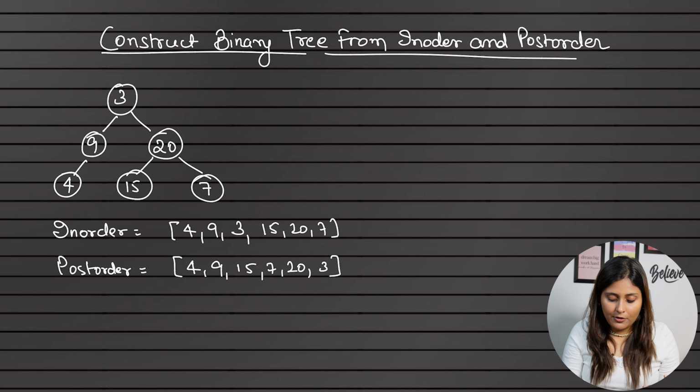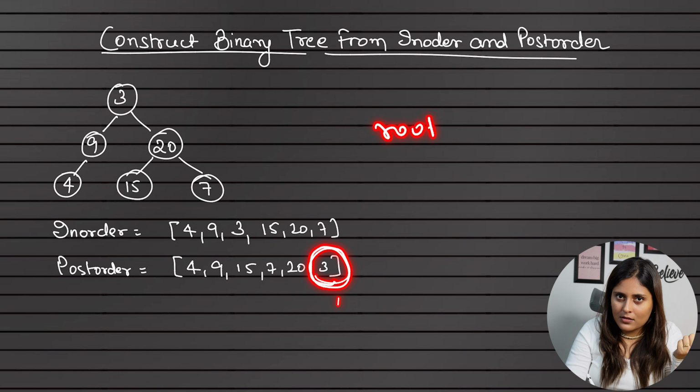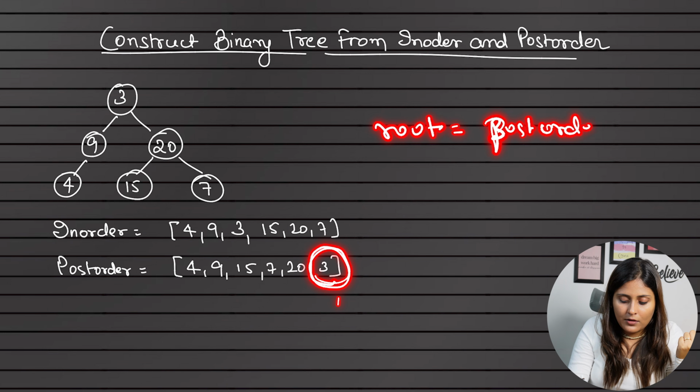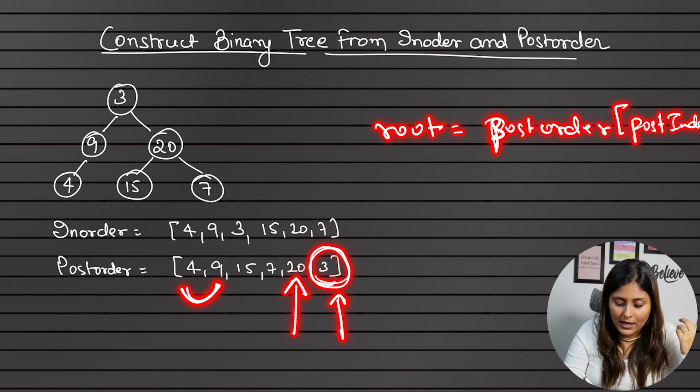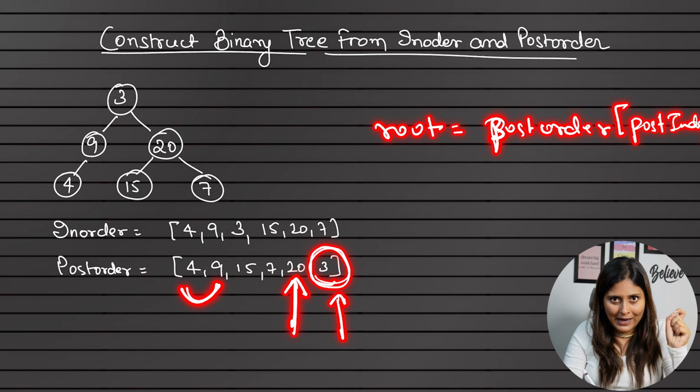But the main concern is we got this. So we can make the root like how we made it in the previous problem. Root will be my 3, which is nothing but from my post-order, with that post index. And next time, the post index we have to move backward, so we have to do minus. In the previous question we did plus because we were moving from left to right, but here we are moving from right to left, so we have to do minus.